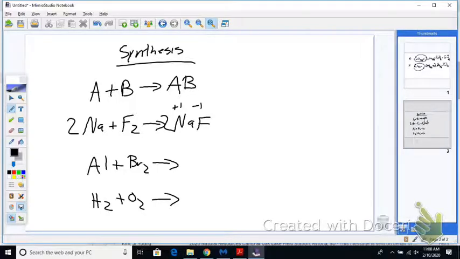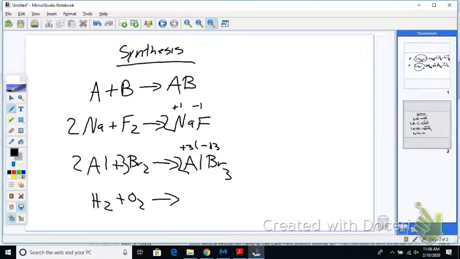So Al and Br2. The best thing to do is just put one of each, then look at your charges. Aluminum becomes a plus 3, and bromine's a minus 1. So you have to have 3 of them. So it's AlBr3. Then you have to balance it, and that's that 3 and 2 relationship. So you put a 2 in front of AlBr3, a 3 in front of Br2, and a 2 in front of Al. So this is pretty much right, balanced.